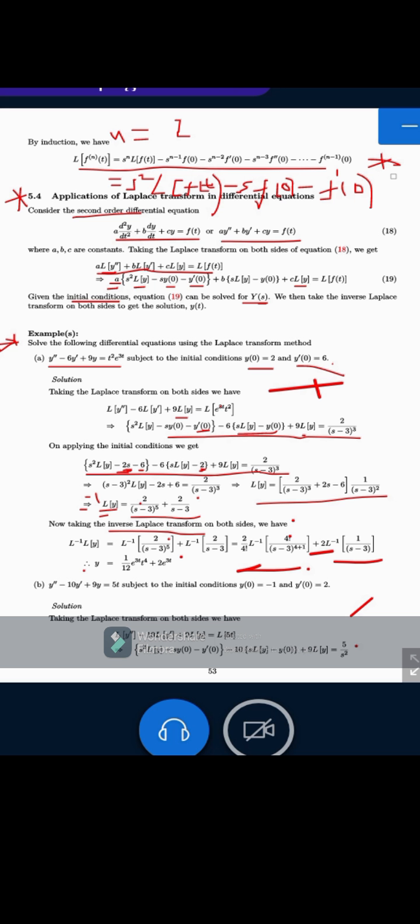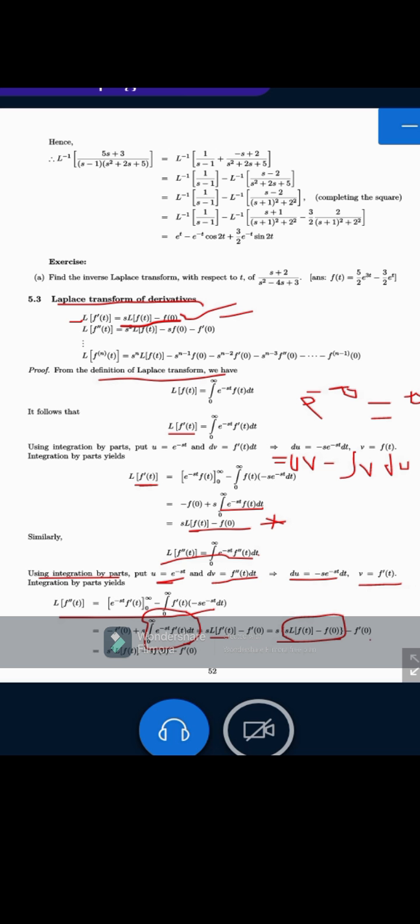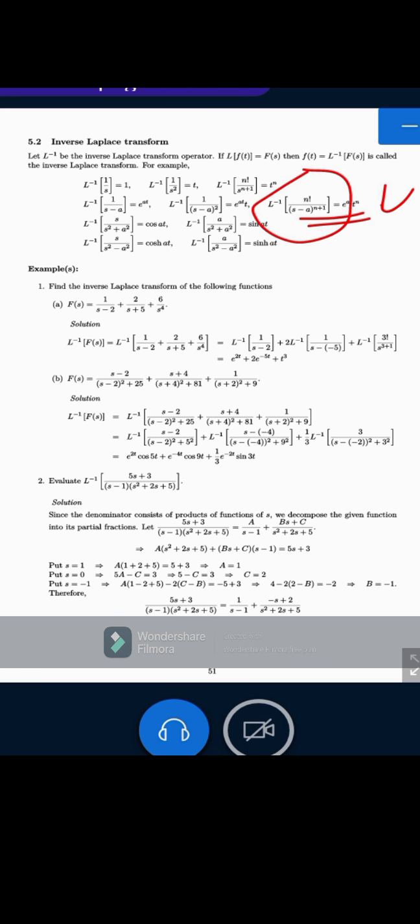And then the other one, as you can see, is also borrowing from the other concepts for getting the inverses. So it is borrowing from this one. It looks like that: 1 over (s minus a) is equal to exponential at.